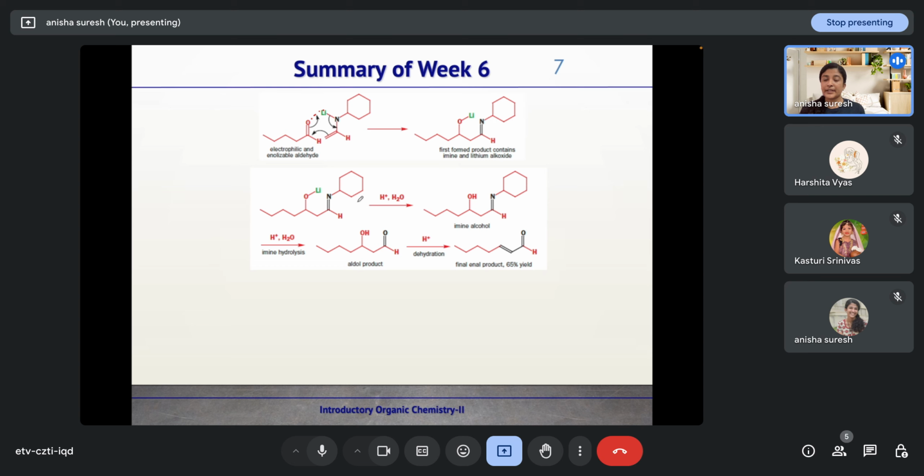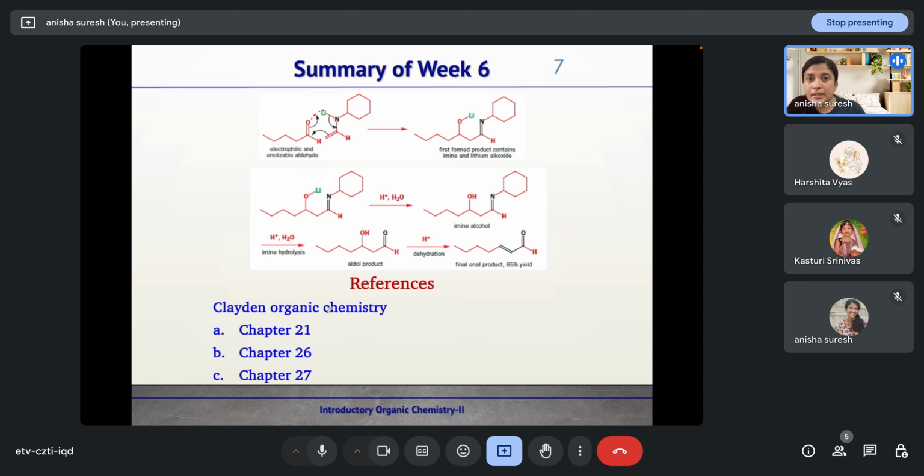Now what will happen when we treat with H plus and water? This OLi will be converting into OH, and then imine hydrolysis will take place. This imine will convert into aldehyde, and upon dehydration, a condensation reaction will take place, and we will get this final alpha beta unsaturated carbonyl compound. Okay, this is the reaction with aza enolates. For further references, you can follow Clayden Organic Chemistry chapters 21, 26, and 27 for aldol and related reactions.